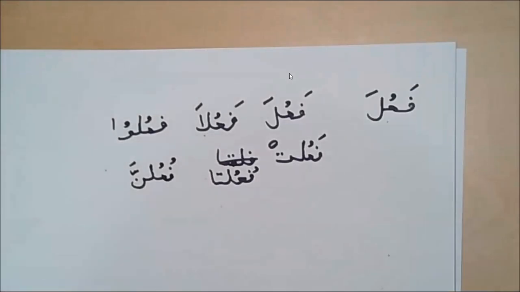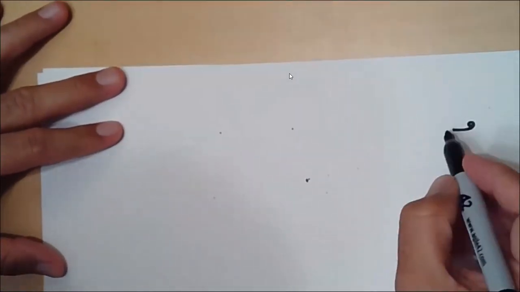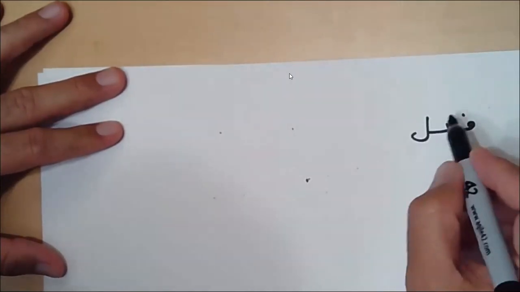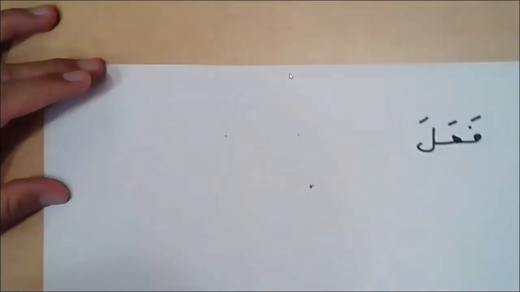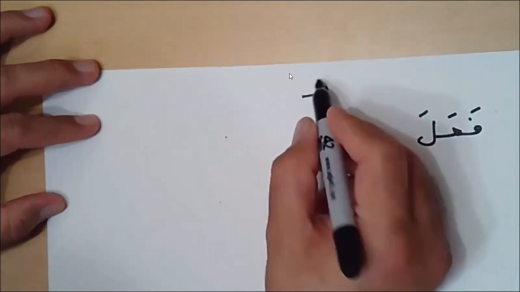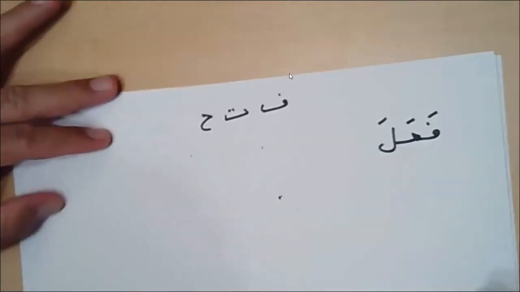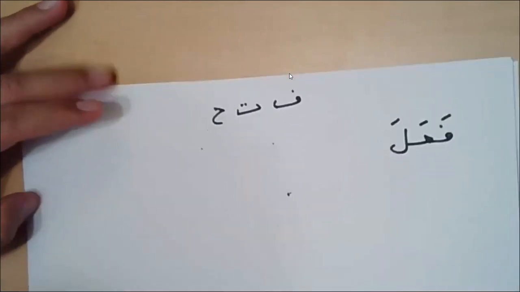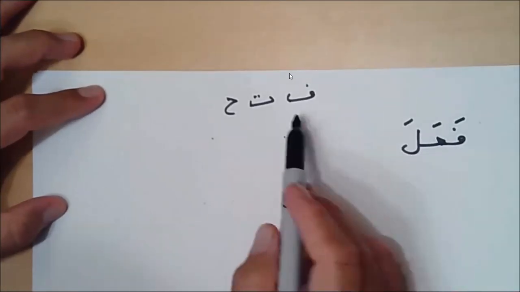Let's play a game again. Let's try to do something. How do I do that? Okay. We have a pattern, fa and lam. And then I give you another set of root letters. I say the root letters you're dealing with are fa, ta, ha. And I want you to make the pattern on these three root letters.